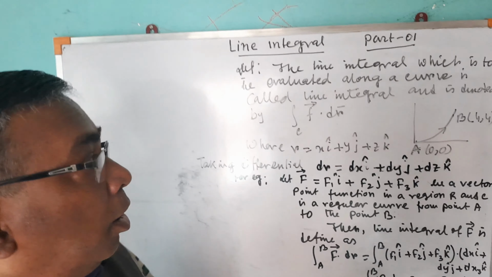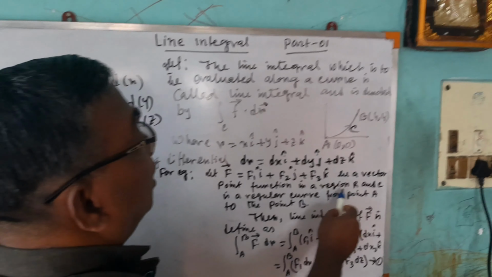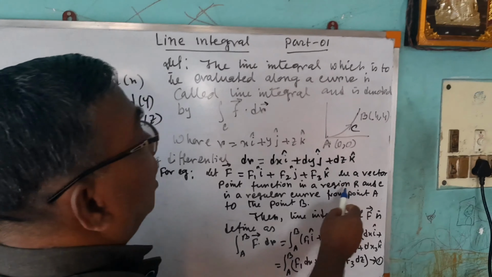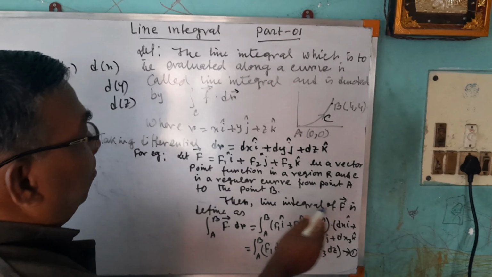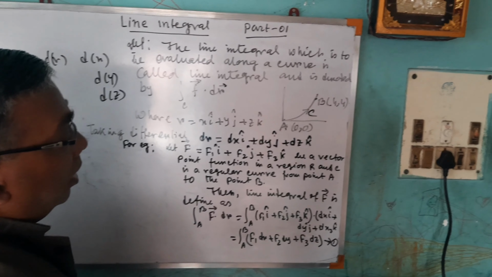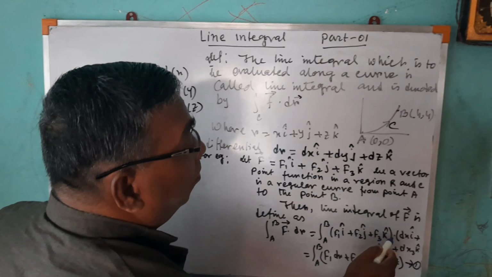For example, if F equal to F1 i plus F2 j plus F3 k, where i, j, k are unit vectors, be a vector point function in a region R, and C is a regular curve from point A to B in the anti-clockwise direction. Always you have to move in the anti-clockwise direction. Then the line integral of F is defined as integral from A to B of F dot dr, where dr is dxi plus dyj plus dzk.